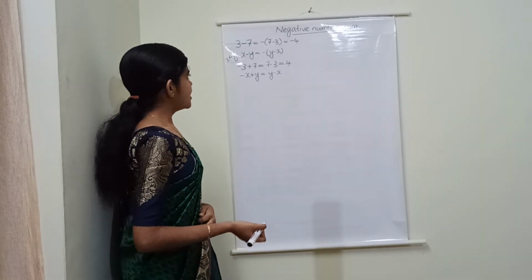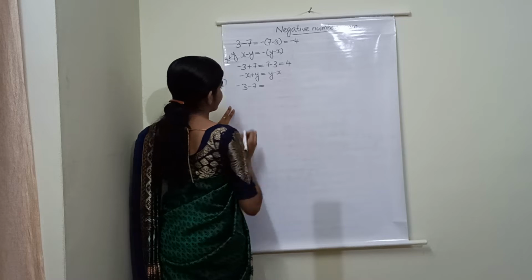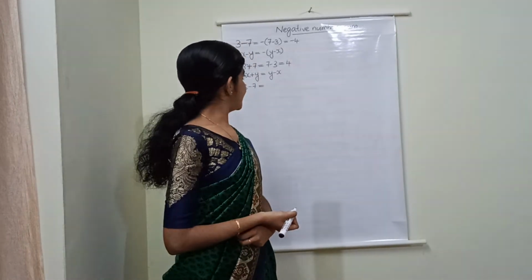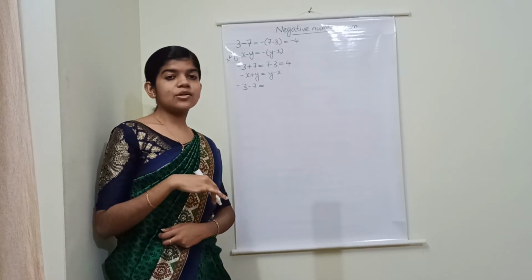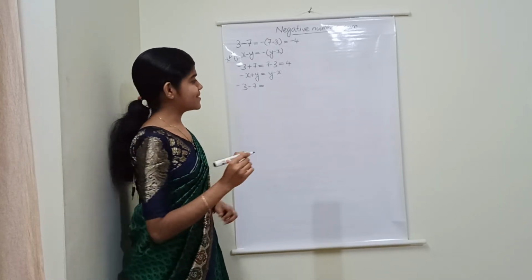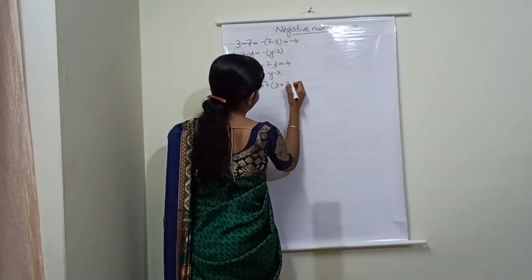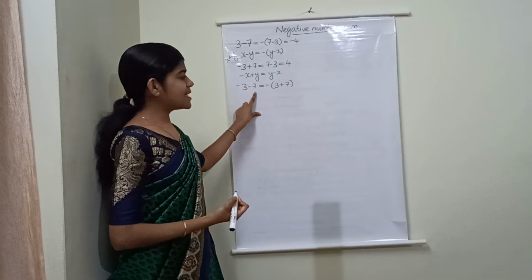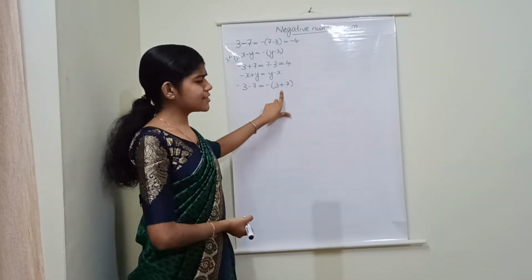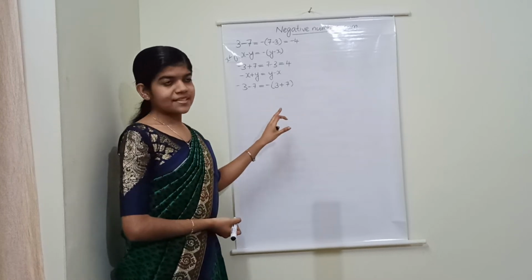Okay. Now consider minus 3 minus 7. How can we write minus 3 minus 7? By taking minus outside, how can we write it? Yes, minus of 3 plus 7. Very good. That is, minus 3 minus 7 is equal to minus of 3 plus 7. What is minus of 3 plus 7? 3 plus 7 is 10, then minus of 10, minus 10.